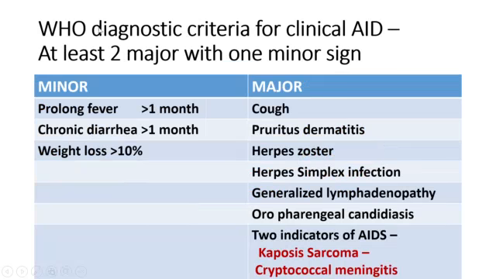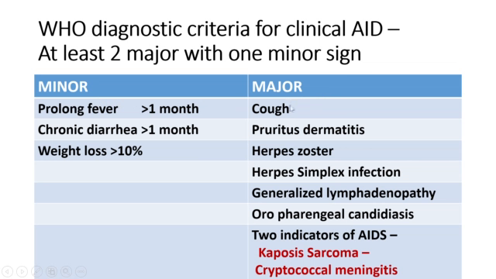WHO has given certain diagnostic criteria for clinical aid. There should be at least two major criteria and one minor sign to confirm that the lady has AIDS. Minor criteria are prolonged fever and chronic diarrhea, both for more than 1 month, and weight loss of more than 10%. These three criteria are included in minor signs.